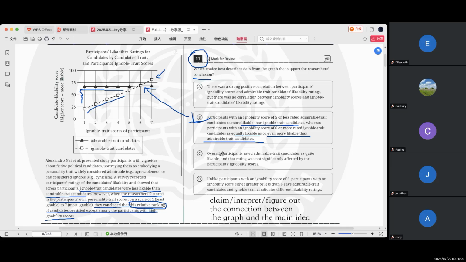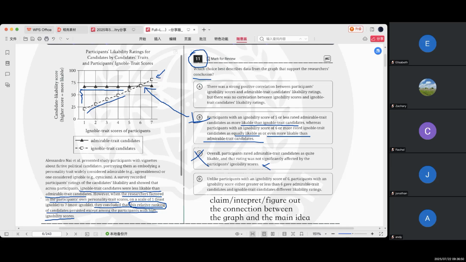And then C says overall, participants rated admirable trait candidates as quite likable, and that rating was not significantly affected by the participants' ignorability scores. This is wrong, because when the ignorability score changes, the likability also changes. So statement C is wrong.